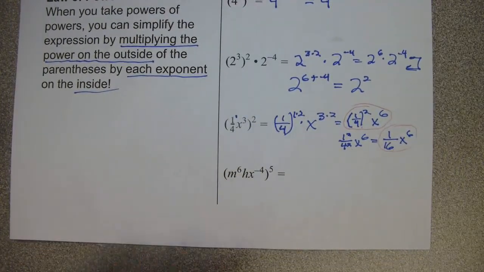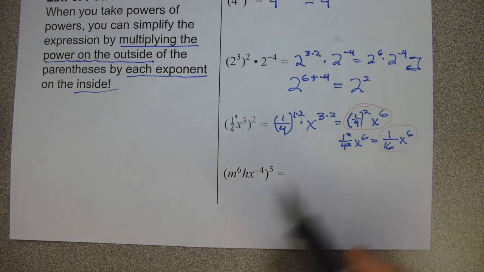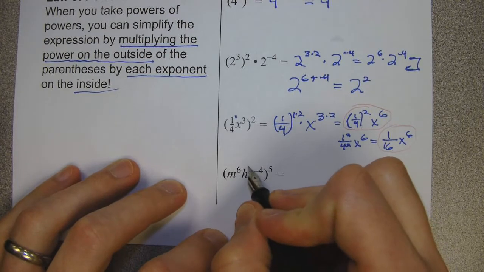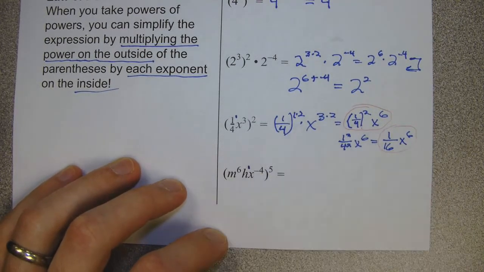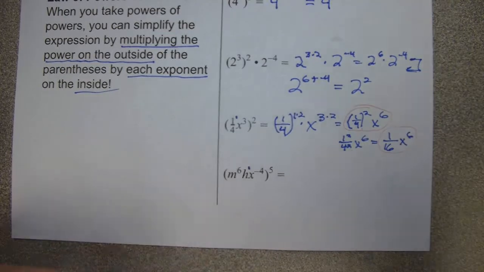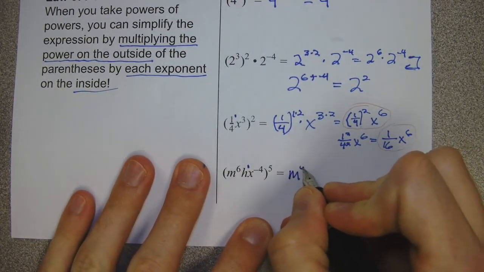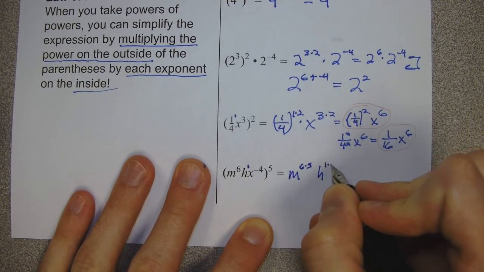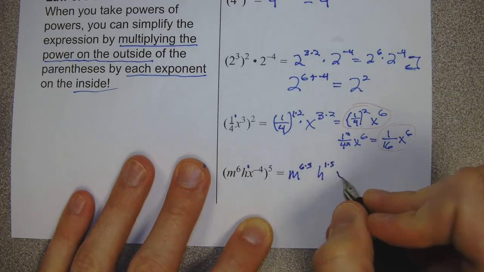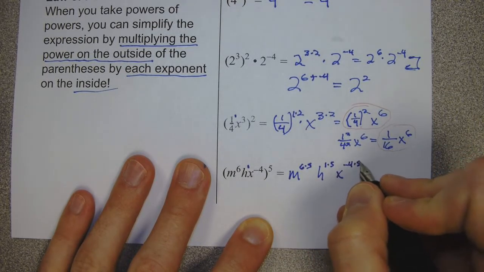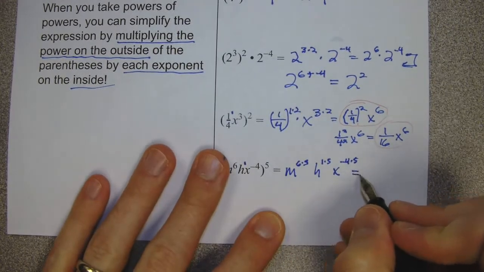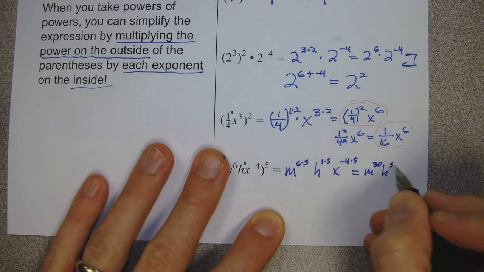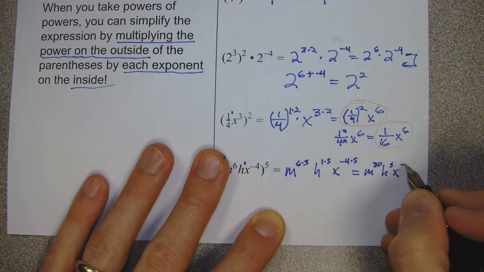Notice with this last one, all we're working with is variables. So again, as long as we keep the bases separate from each other, we'll be good. M has a 6 power. H has a power of 1, even though it's not written. X has a negative 4th power, and all of this is being taken to the 5th. All right, let's rewrite. M to the 6th multiplied by 5. H to the power of 1 multiplied by 5. And then x to that power, let's see, we had a negative 4 times 5. All right, let's rewrite them. We'll have m to the 30th, h to the 5th, x to the negative 20.